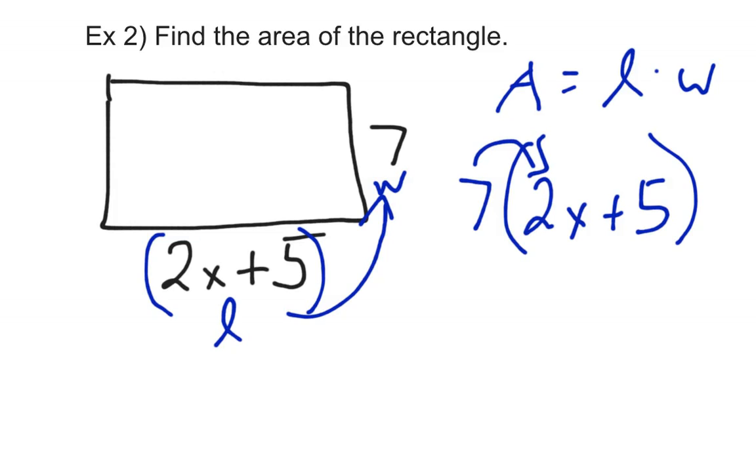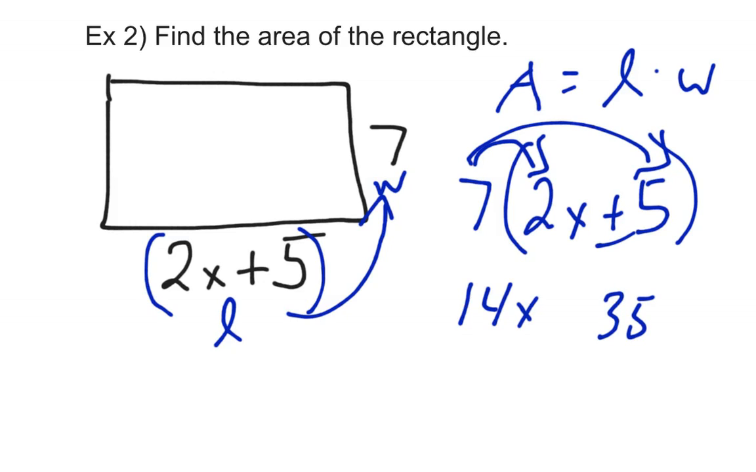If I do 7 times 2x, well, really what we're doing is we're multiplying the number. So 7 times 2 is 14. This x here just kind of comes along for the ride. So that becomes 14x. I do the 7 times the 5, which is 35. And since that's a plus in the middle here, that means that there has to be a plus down here.